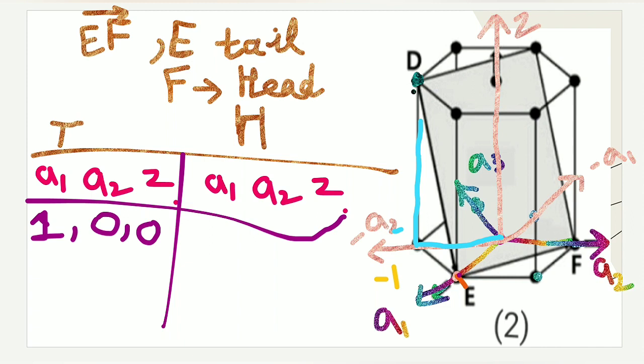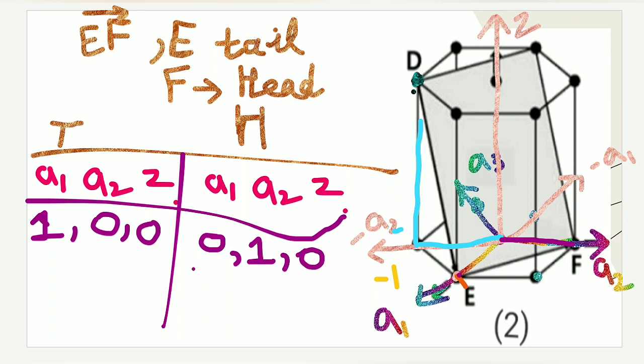And for head, we have head at point F, and for point F, you can see which axis line is passing through point F. It is A2. Congratulations, it's super easy also. We can see here that only motion along A2 direction, which is positive A2 direction, is needed. Hence, to reach point F from origin, you have to travel 1 unit along A2 direction and no motion along A1 and Z direction. So these are the final coordinates.